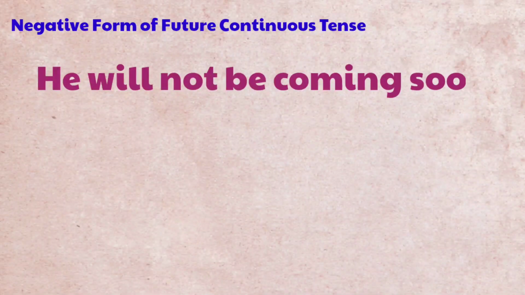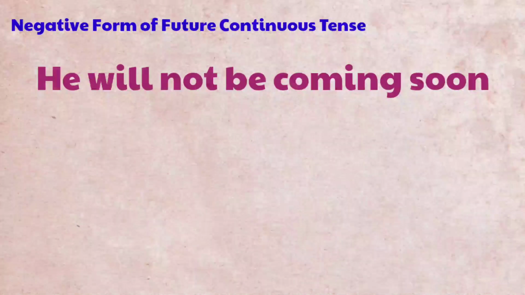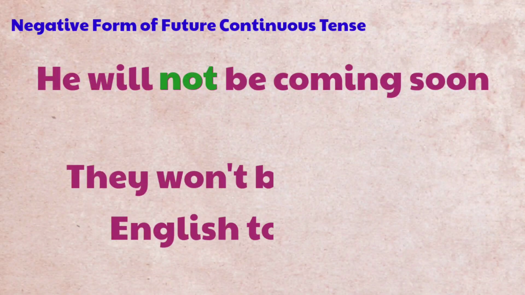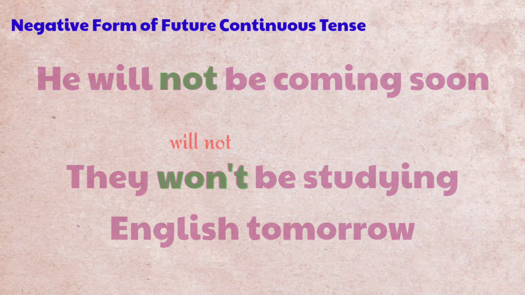Now, let's talk about the negative form of future continuous tense. He will not be coming soon. After will, we add not to show the negative form. They won't be studying English tomorrow. Here, we use the contraction won't after the subject they. They won't be studying English tomorrow. Remember, won't is the contraction for will not.